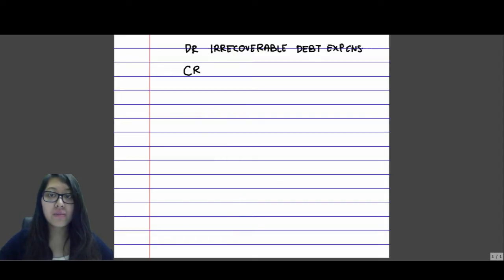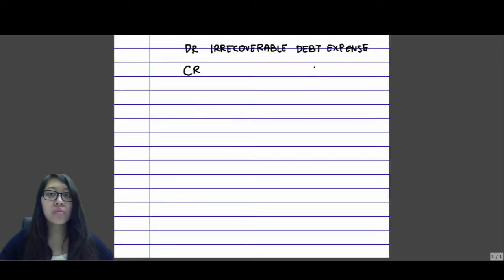So how do we recognize the double entry for this irrecoverable debt? So far, we have learned that this is an expense. So expenses are naturally a debit entry. So we're going to debit the irrecoverable debt expense.